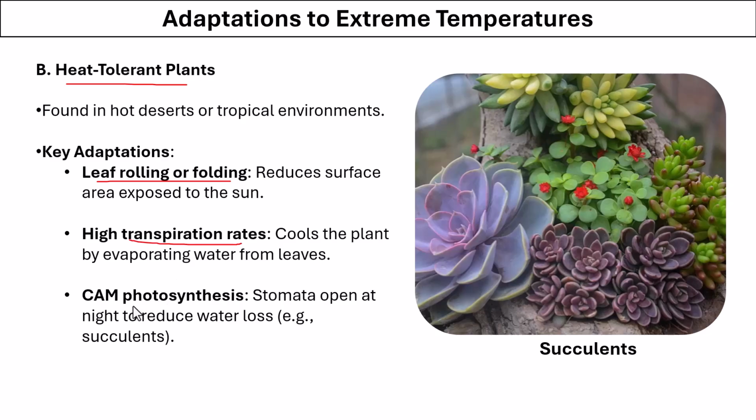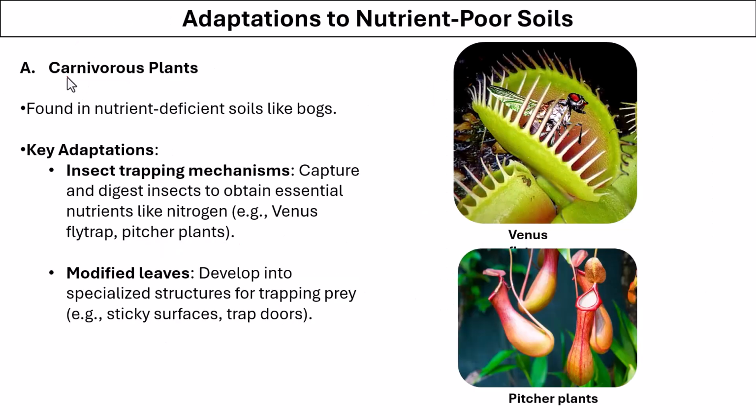Succulents store water, and CAM, the pathway of photosynthesis that we talked about in the photosynthesis lecture, allows stomata to open mainly at night so that the plants don't end up losing a lot of water because of the opening of these stomata. Carnivorous plants typically live in sunny, wet habitats with nutrient-poor soil, especially low in nitrogen and phosphorus.